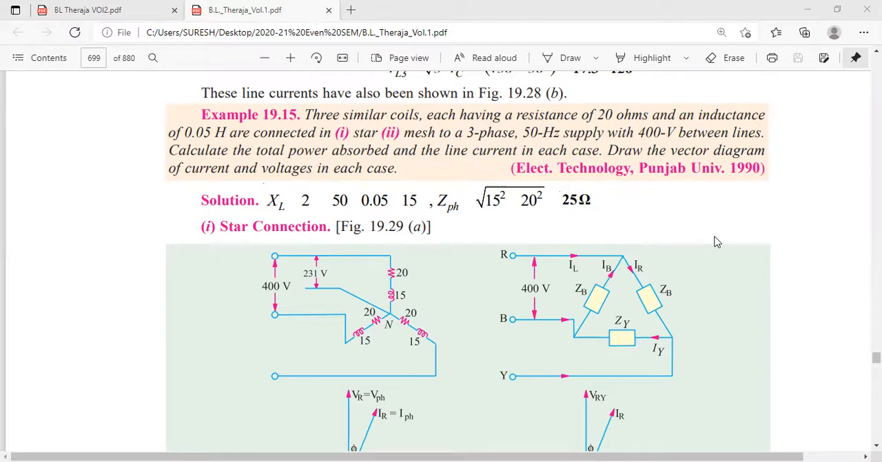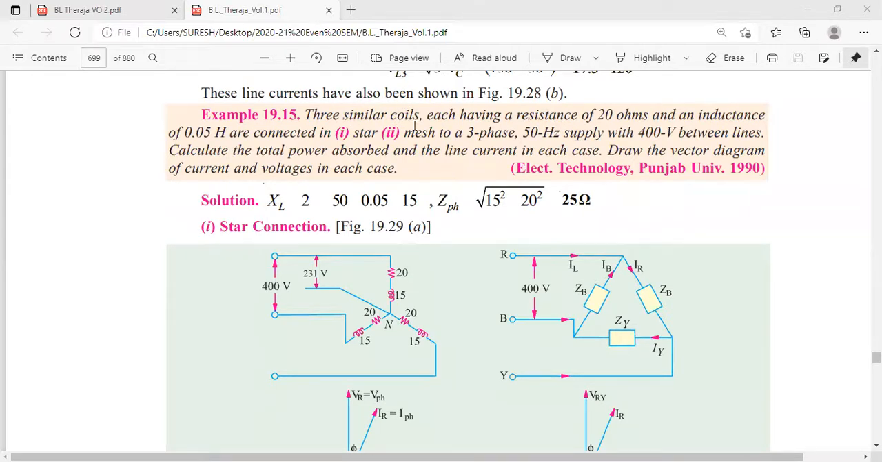Okay, in the last class, I had given this problem as the assignment to you. Has anybody done it? Okay, I will give some idea about this problem. See, three similar coils. Don't write anything, just listen. I will give the idea how to solve this problem.